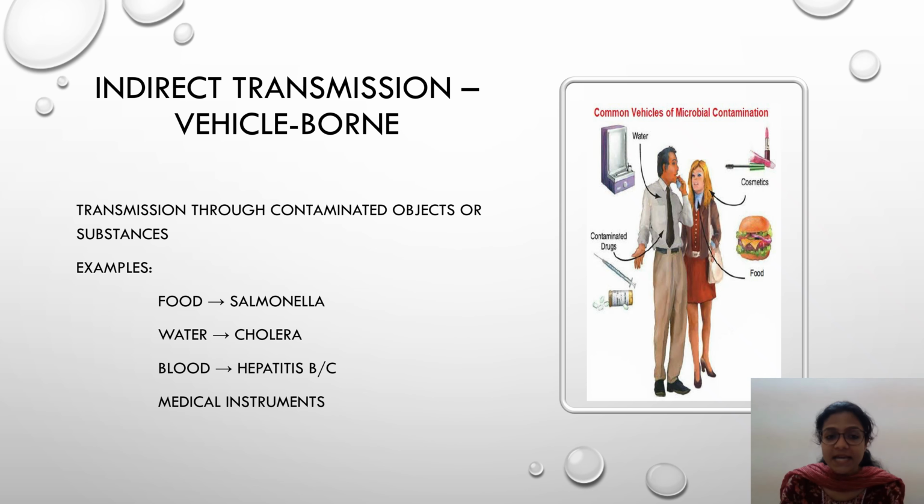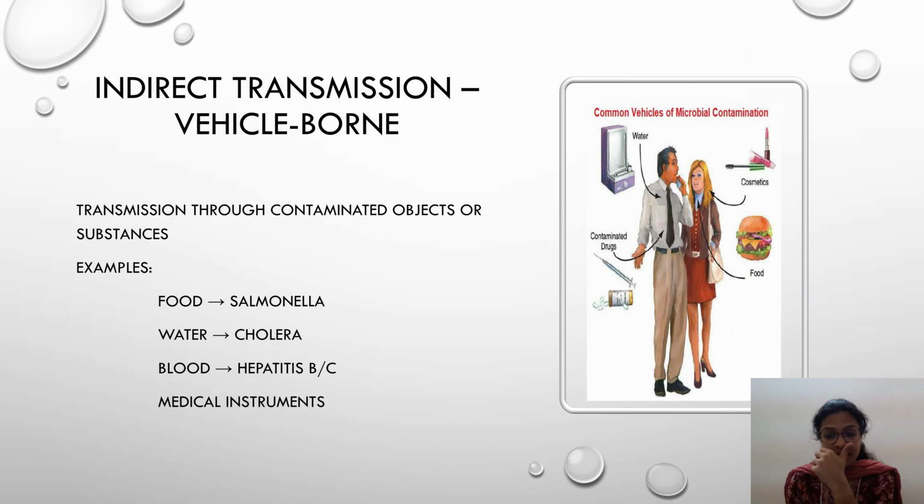Second one is indirect transmission, the vehicle borne. One of the most common types is vehicle-borne transmission, where pathogens are transmitted through contaminated objects or substances.